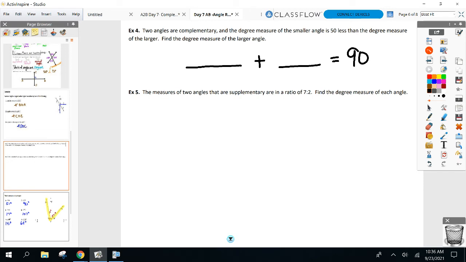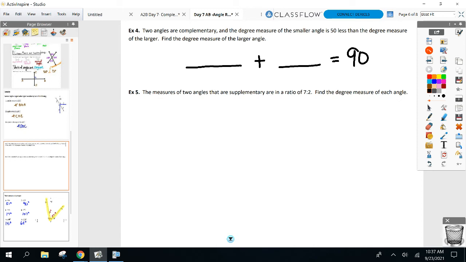All right? All good? Questions? Now I got to figure out what those 2 angles are. I got to label them. It says the degree measure of the smaller is 50 less than the degree measure of the larger. So we need to start off by calling one of these angles X. And we need to make a decision. Is it going to be the smaller or the larger one?